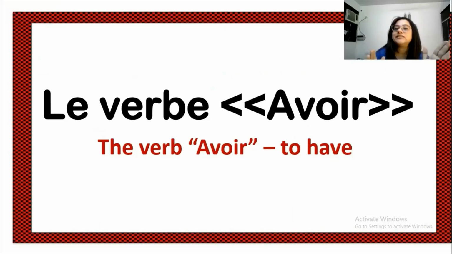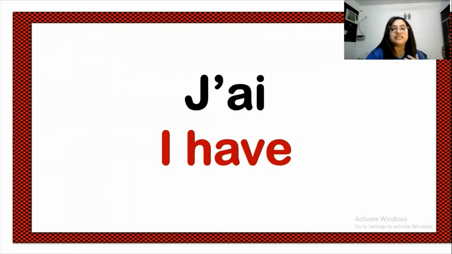So guys, in today's video, we're going to learn the conjugation of the verb avoir, which means to have. In English, it means to have. You're going to learn how to conjugate this verb, that is how to change the verb avoir as per the different subjects. Like the way we did with the verb être, now we are going to learn the conjugation of the verb avoir. So let's start. You're going to repeat after me the conjugation and the pronunciation.